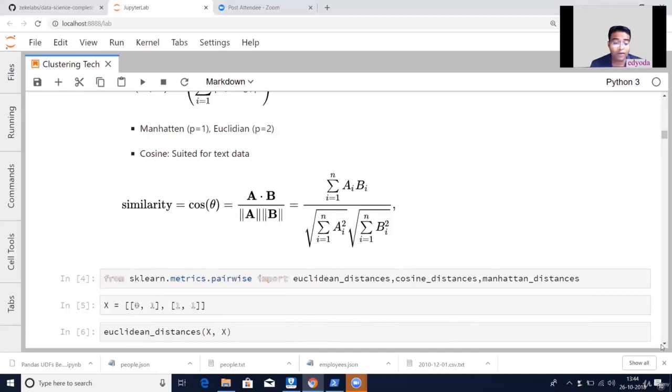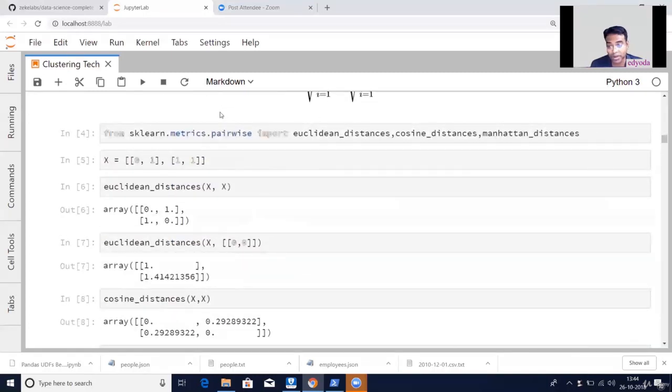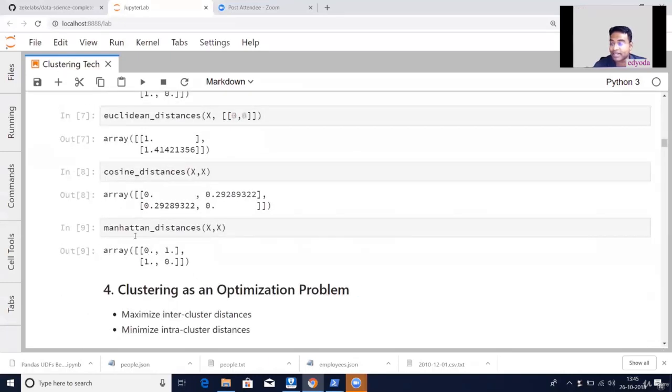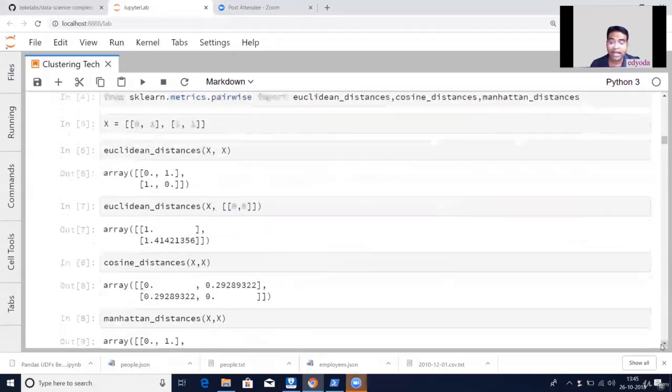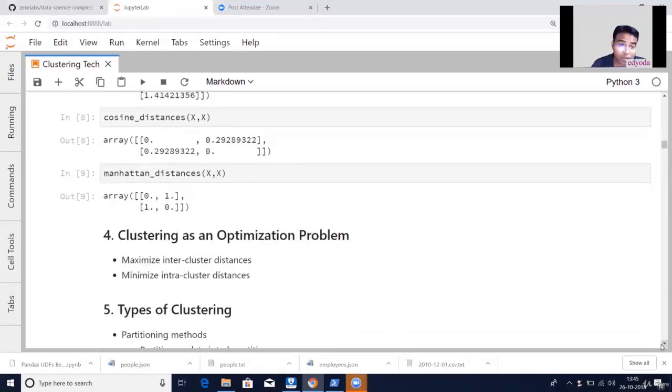So you have all these APIs available in metrics.pairwise. You have Euclidean distance, cosine distance, and Manhattan distance. Pass the two data points over here, and it will calculate the distances between them. Okay, then you have, this is Euclidean distance for you. If you want to find the distance between x and 0, 0, that's what it is finding for you, right? And similarly, we can use cosine distance and Manhattan distance. All these are present in your pairwise library, as you can see here. Okay, followed by that, we'll be getting into clustering optimization.